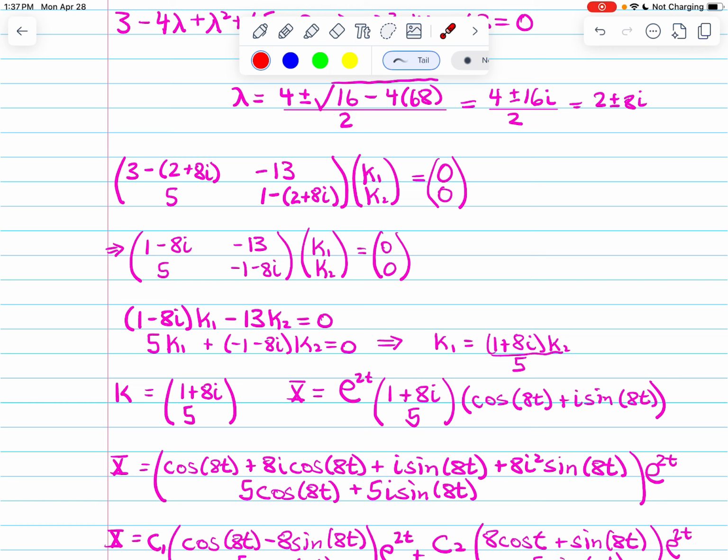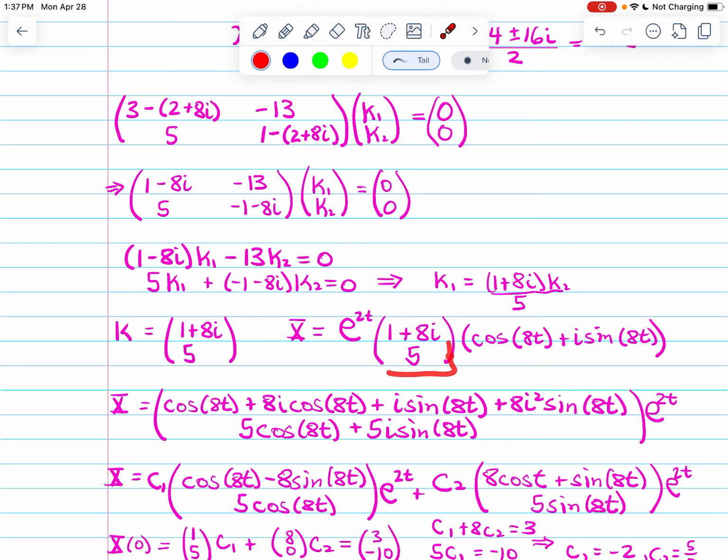Well, the convenient thing to let k2 be, to get rid of this 5, would be a 5. So I'm going to let k2 be a 5, and if I let k2 be a 5, then k1 is equal to 1 plus 8i, because those 5s cancel out. Now, dig what I've got. I've got my eigenvector times this thing. Now I'm going to do the same thing, multiply this through these things, and I get this.